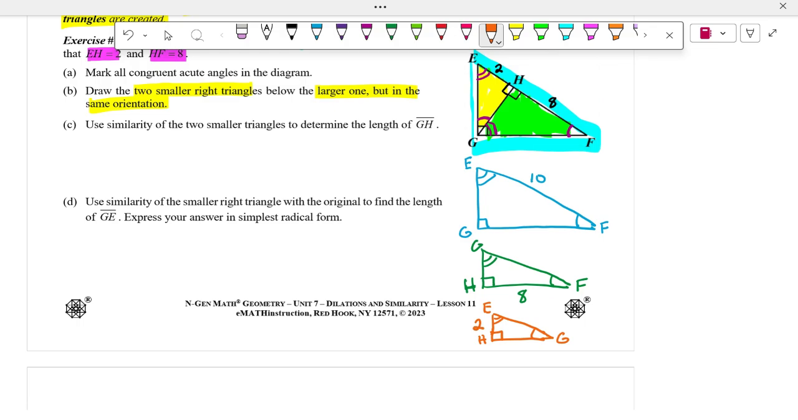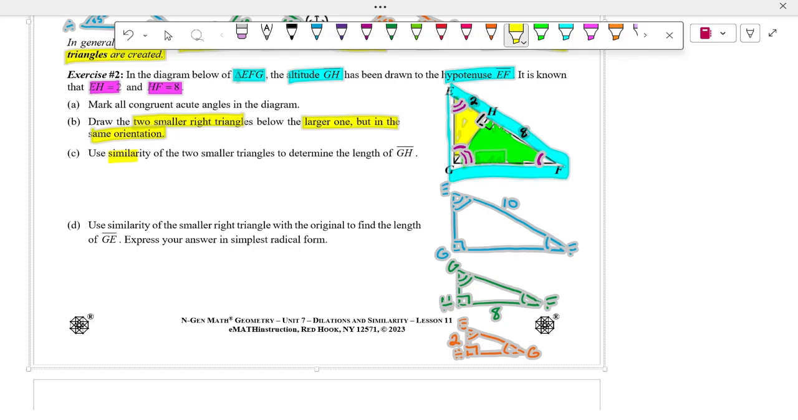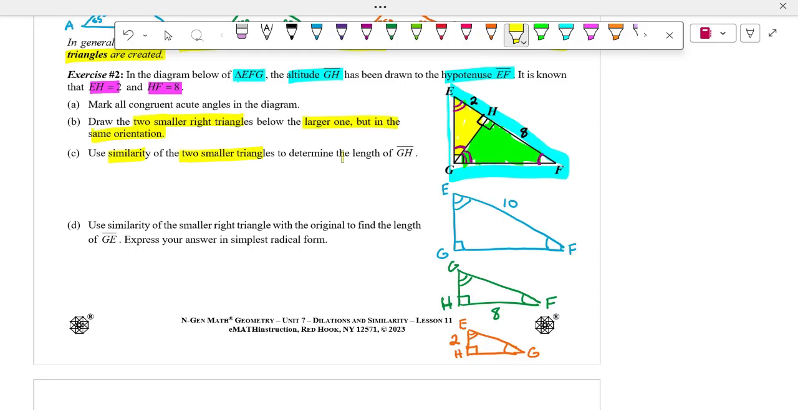Now, why are we doing this? Because this will help us figure out what the other sides are, and we can use what we know about similarity to determine that. Because the next question asks us to use similarity of the two smaller triangles to determine the length of GH.